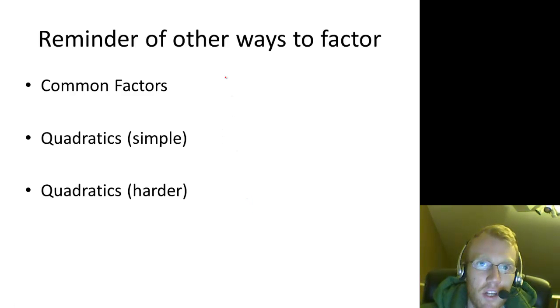So the first thing I want to do is remind you of the previous three ways we've learned to factor. The first was factoring common factors. That's where you look at all the terms in the polynomial and you see what all of them have in common, and then you factor it out to the front. So let me just make a simple example just so you can visualize it.